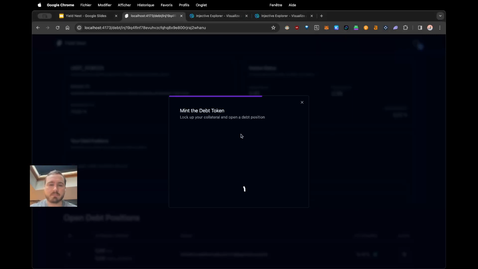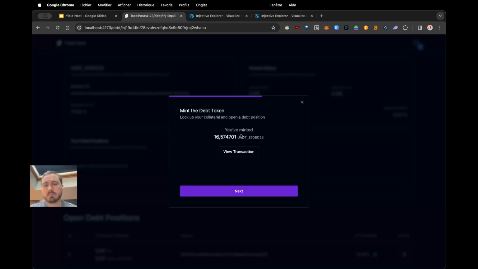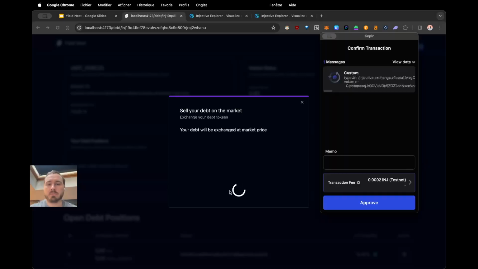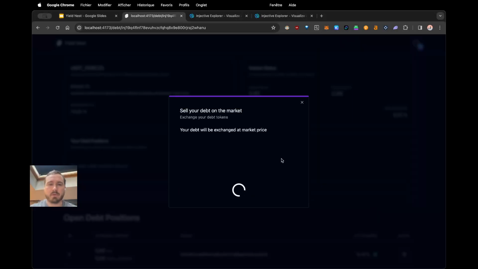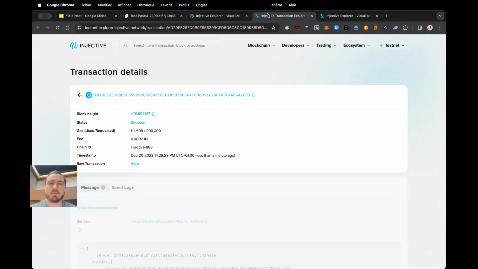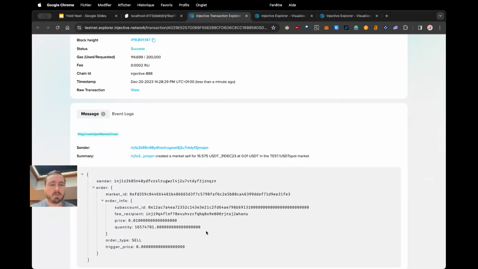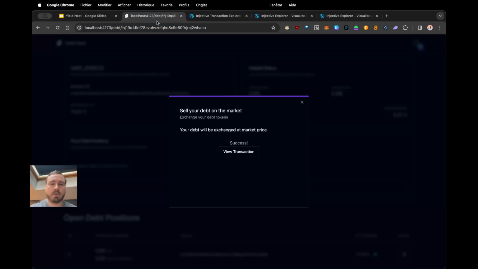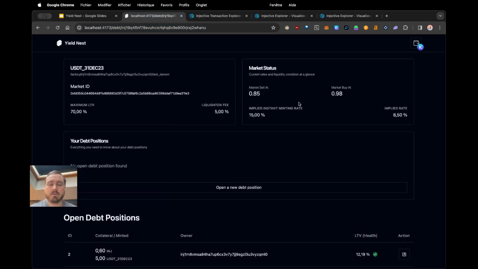Okay, we've minted 16.75 debt token. Next. We'll be selling our debt on the market at market price. Okay, great. Let's use this transaction. Okay, we sold everything on the market. That's great. Closing it.